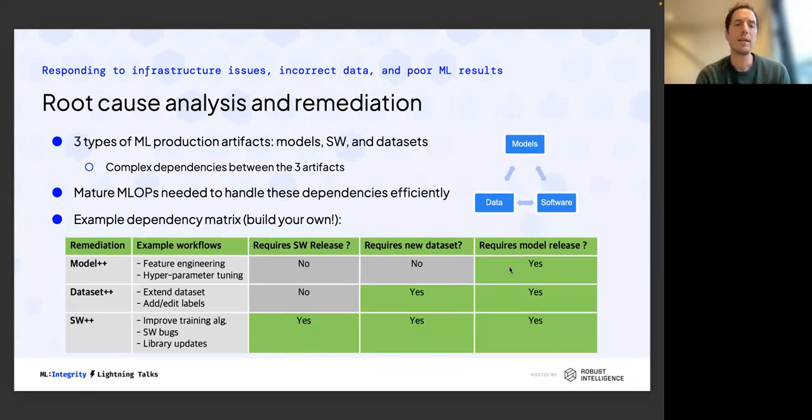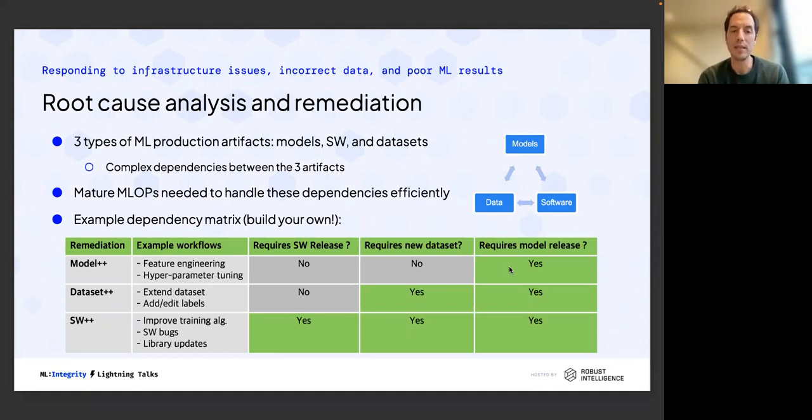One other process that we implement at Corelight is root cause analysis and remediation processes, right? So first, I think we need to take a step back and think of these complex systems as independent components. And for us, at least, it helps to think of an ML system as having three big components, or three main blocks. One is the models.